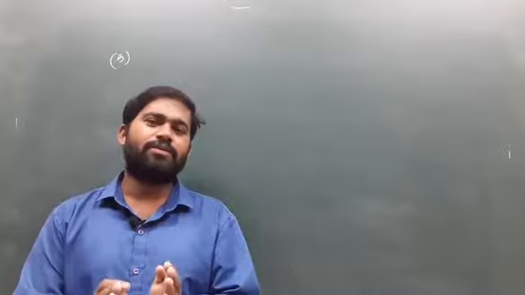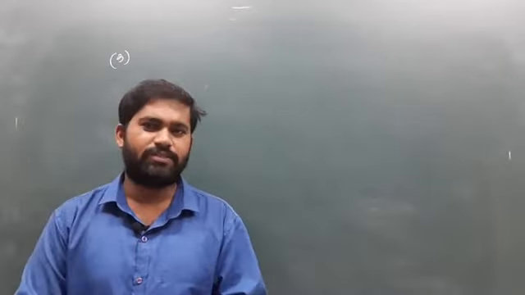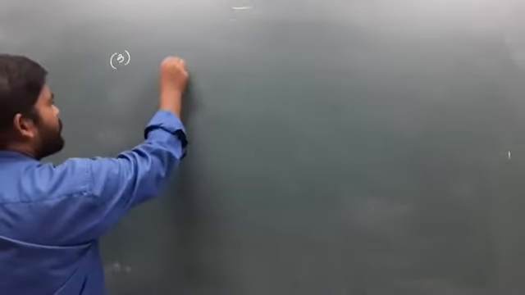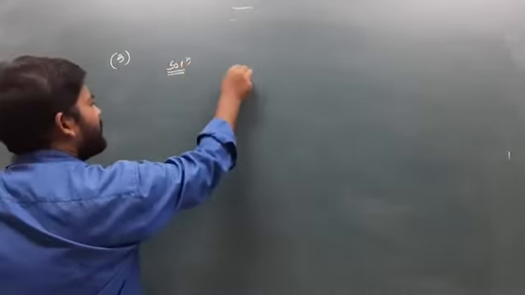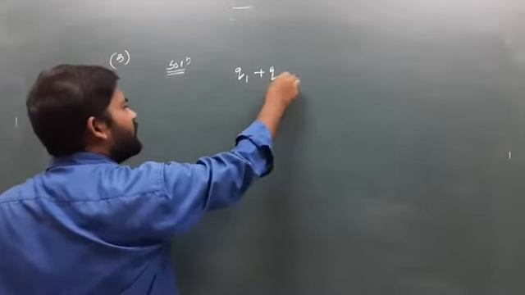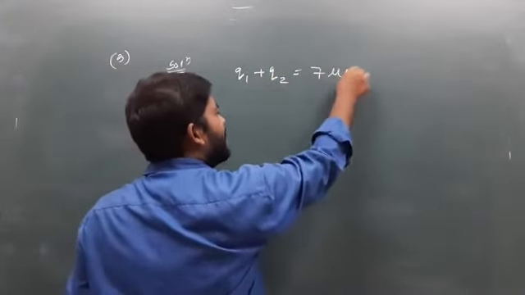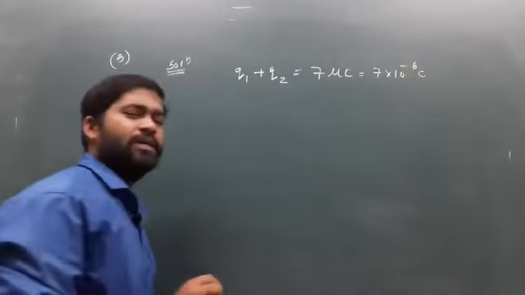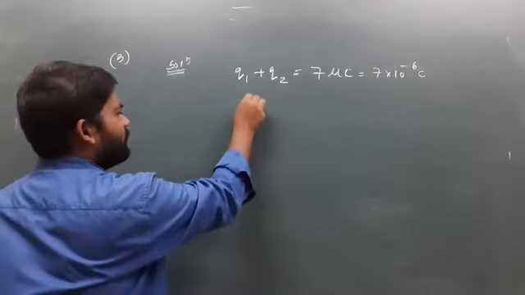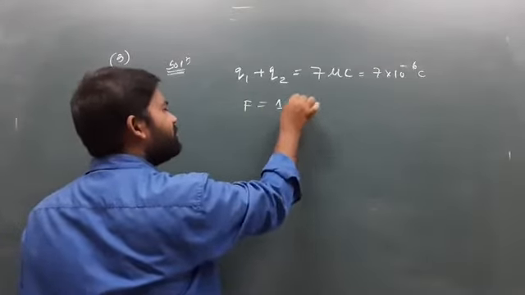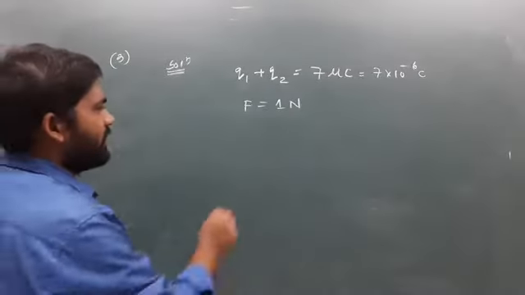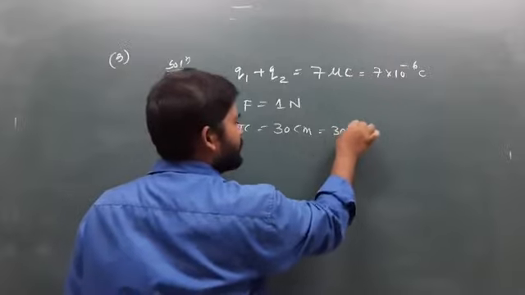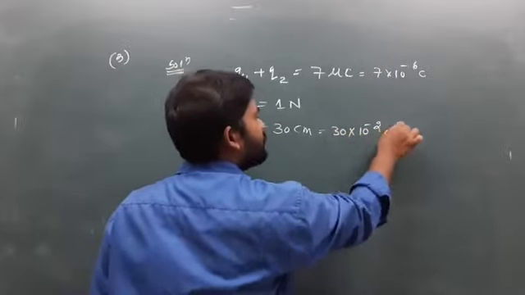So what will be the value of the two charges? Okay, so comes to the solution part. The sum of two charges, q1 plus q2, will be 7 microcoulomb, means 7 into 10 to the power minus 6 coulomb. They repel each other by a force of 1 Newton, and they are kept at a distance of r equal to 30 centimeter, which in meter unit is 30 into 10 to the power minus 2 meter.